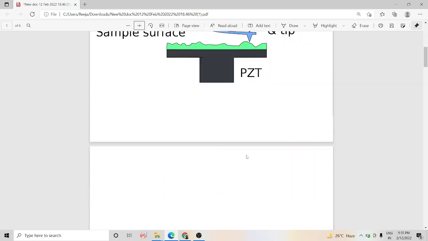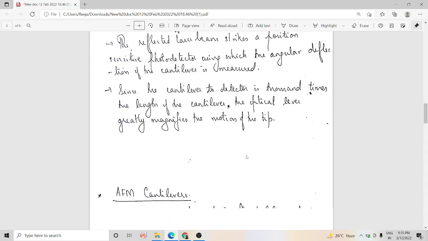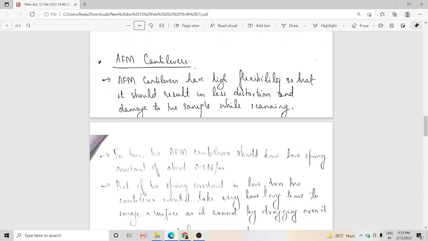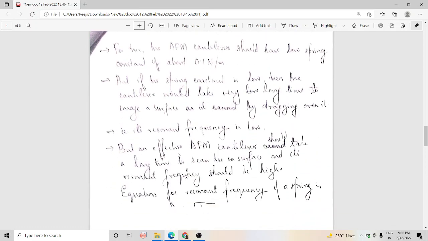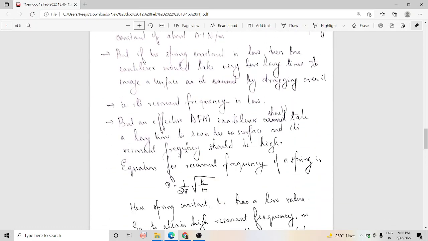It's usually in the range of 0.1 Newton per meter. So, for a highly flexible AFM cantilever, the spring constant must be very low. But when the spring constant becomes low, that means the cantilever will take a very long time to image a surface by dragging over it.